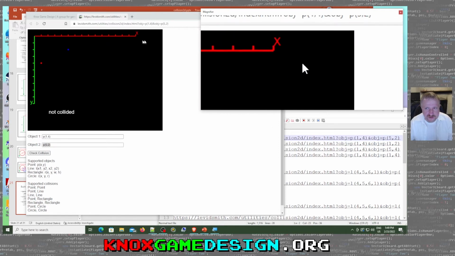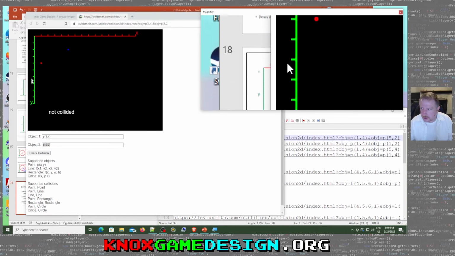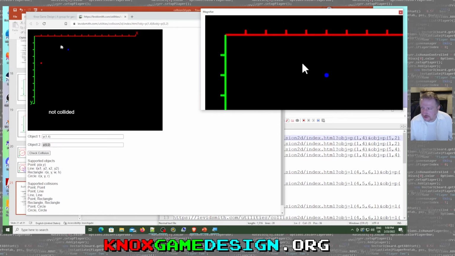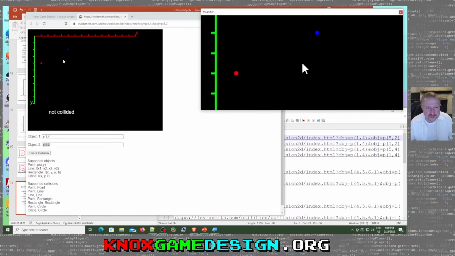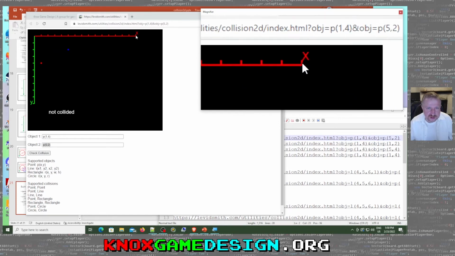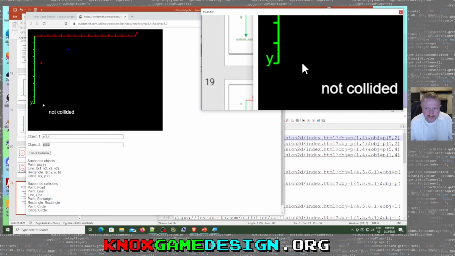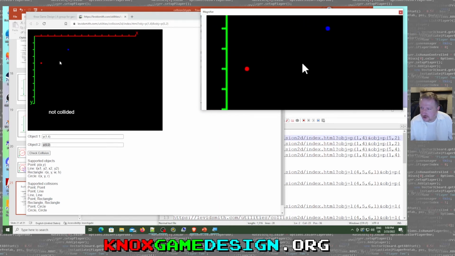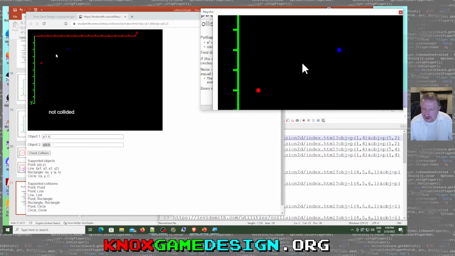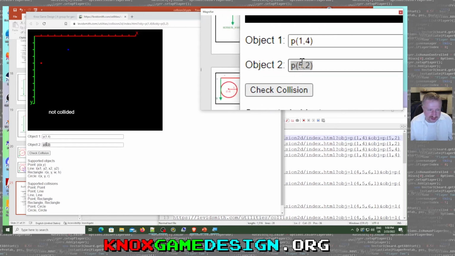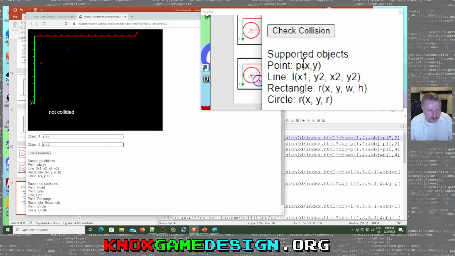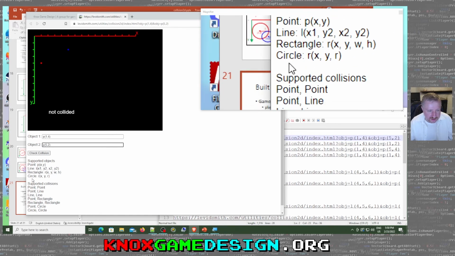I've got the X along the top and the Y along the side. I've got 64 pixels to a unit, and the grid goes from 0 to 15 on the X and 0 to 10 on the Y. If I wanted to improve this, I could have it automatically calculate a scale or let you specify it. Down here are the supported objects: a point, a line, a rectangle, and a circle.